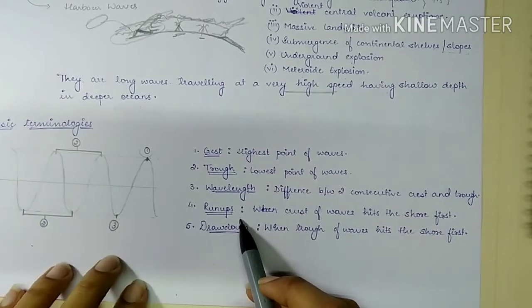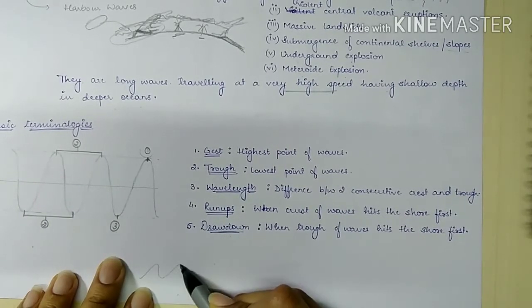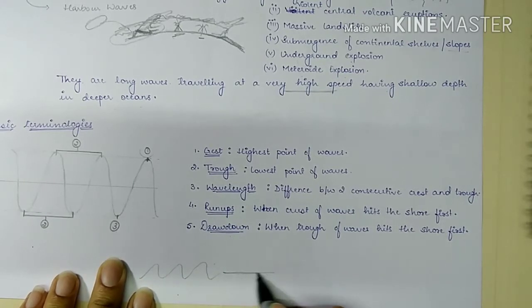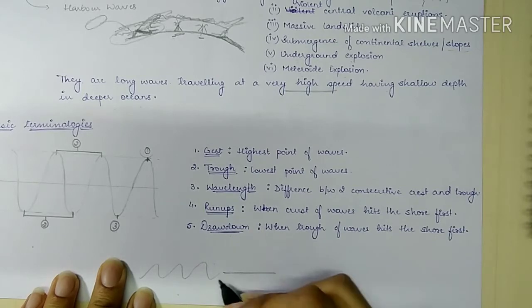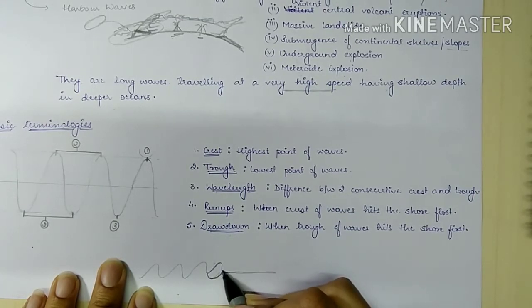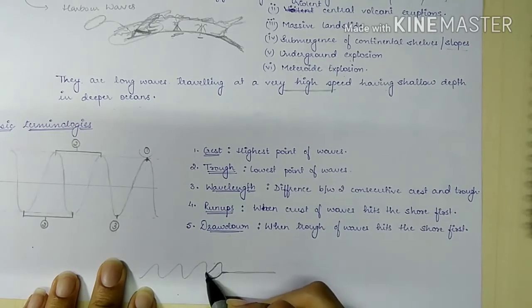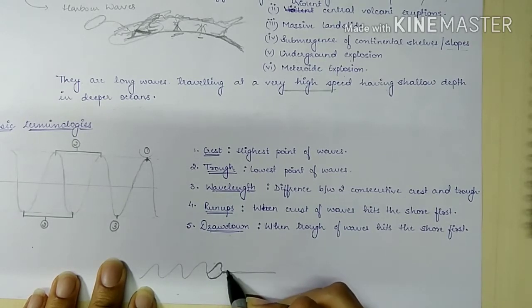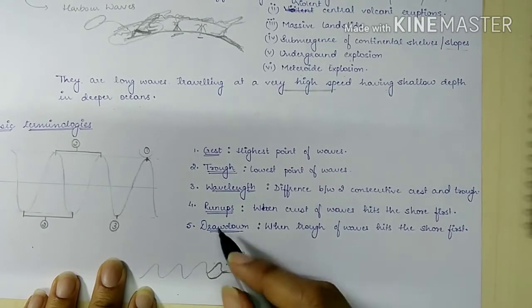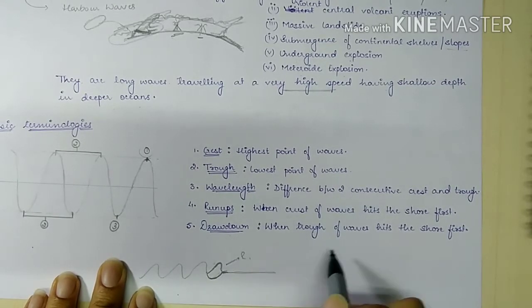Next is run ups. We have a wave. When it reaches the harbor, there can be two cases. Either the trough, that is the downward part of the wave, hits the shore first, or the crest hits the shore first. The case in which the crest hits the shore first is known as run up, and the case in which the trough hits the shore first is known as drawdown.